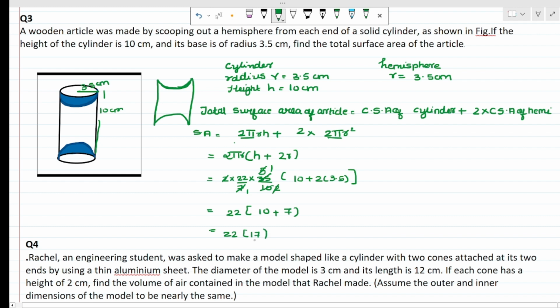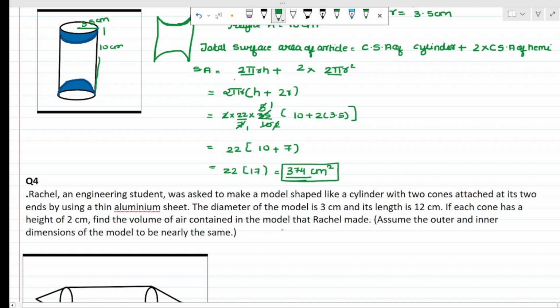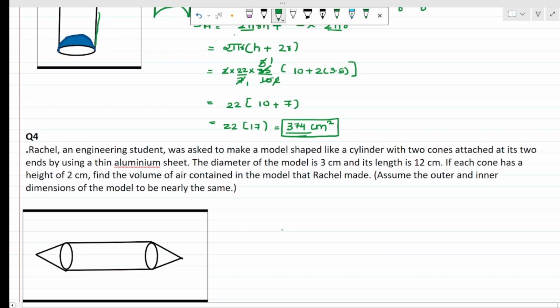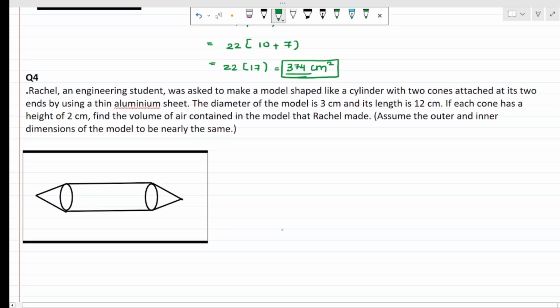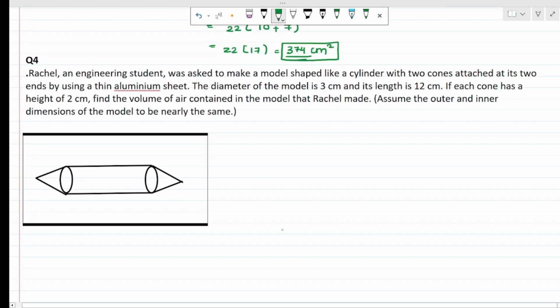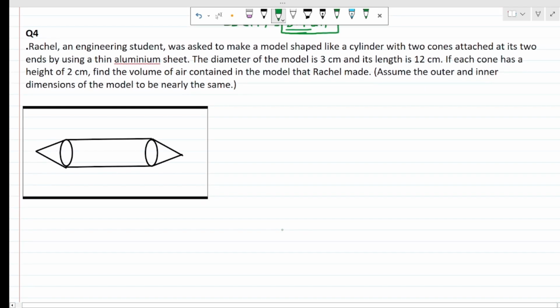Now multiply 22 into 17. So your answer will be 374 centimeter square, your final answer for the total surface area of the article. So this was the sums for the curved surface area and total surface area. Moving ahead with the further video, we are now going to see some sums about the volume.